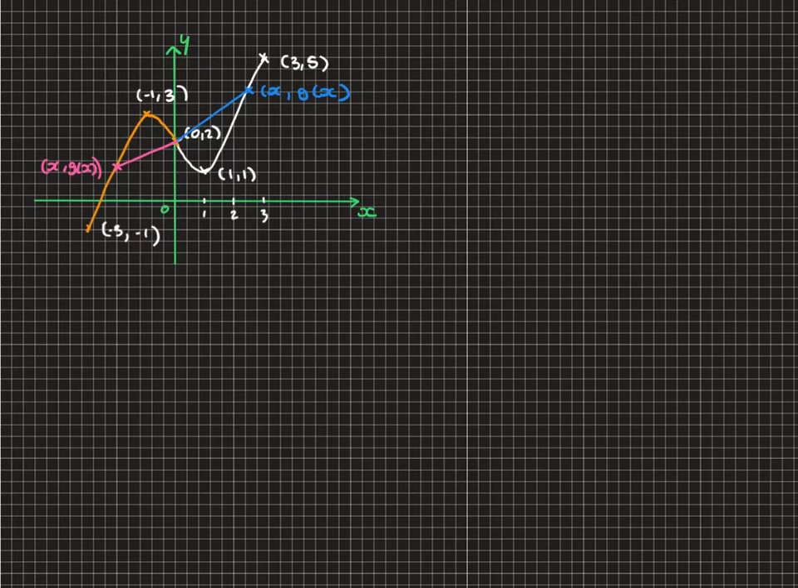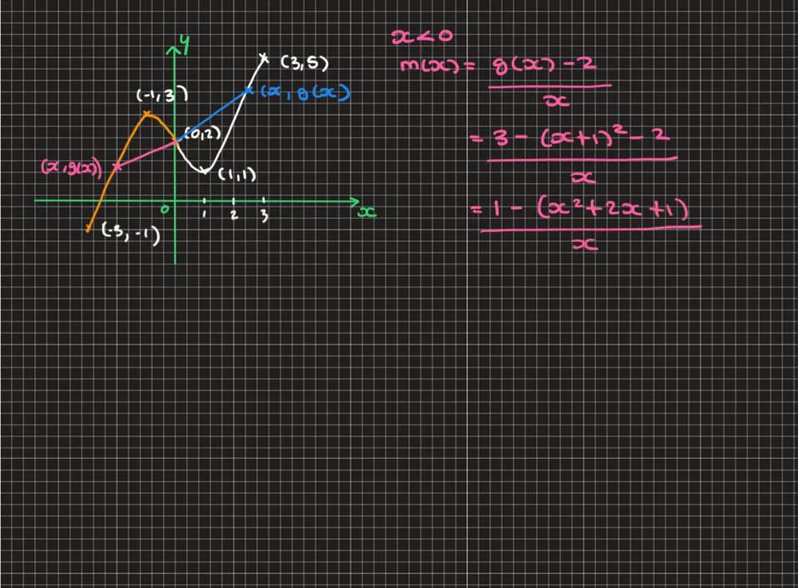and finding the gradient of the chord there. So for x less than 0, m of x is equal to g of x minus 2 again over the change in x coordinate, which is just x. Now g of x for this portion of the curve is 3 minus (x plus 1) all squared minus 2 there, all over x, and then we can simplify this, so this is 1 minus (x squared plus 2x plus 1) all over x, and this then simplifies down to give us minus x minus 2.